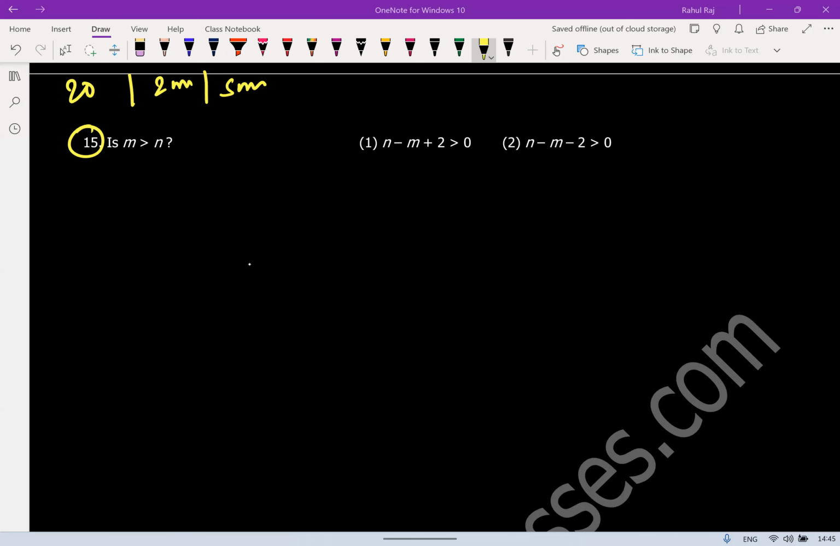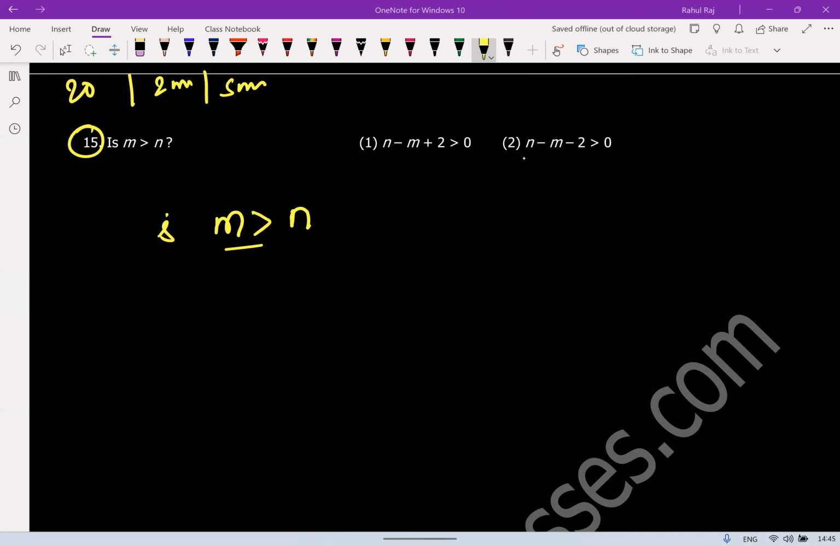So it says, simple. Is M greater than N? Now these are two different elements. This is a pretty direct question. There is no information whatsoever given to you over here. Absolutely no information at all. So my job is what? Is M greater than N?